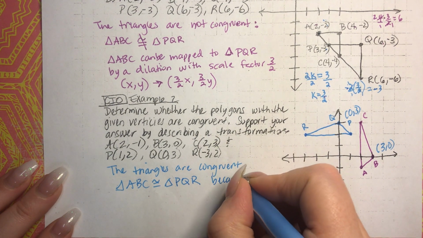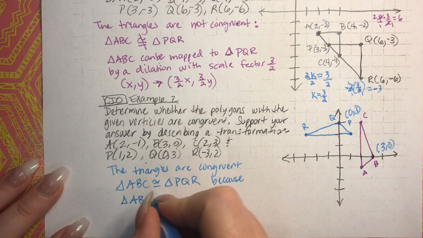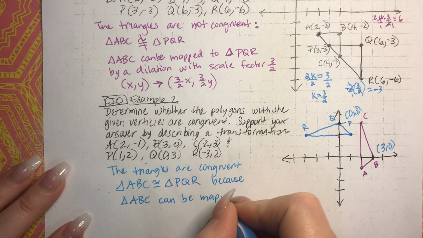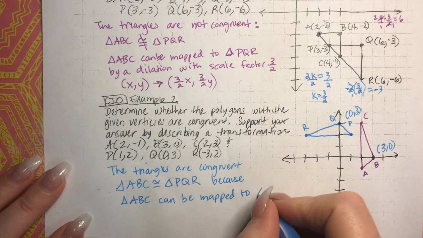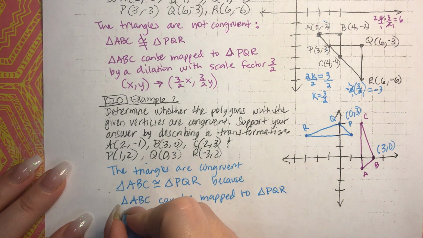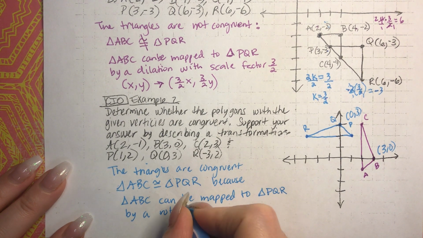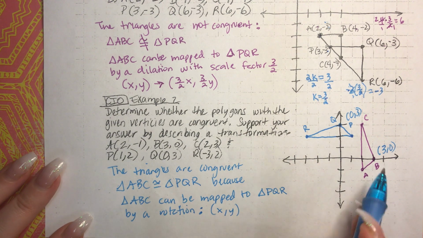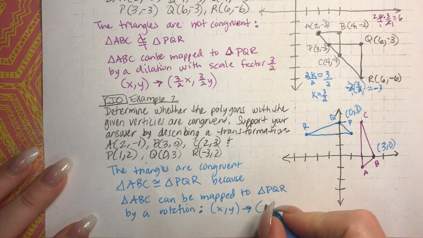Because triangle ABC can be mapped to triangle PQR by a rotation of, we start with (x, y). We know that the x and the y, they're going to get rotated, right?